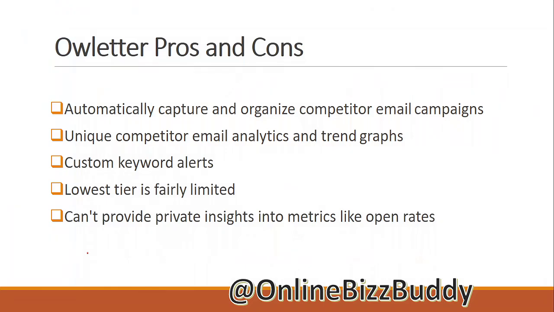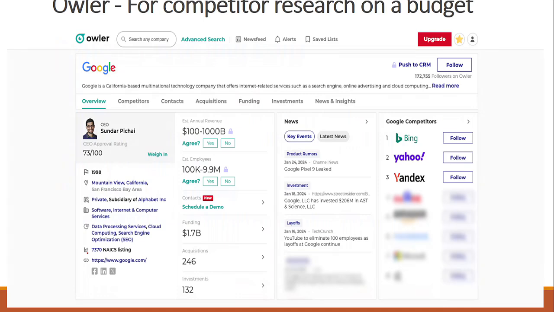What are their pros and cons? It automatically captures and organizes competitor email campaigns. Unique competitor email analytics and trend graphs are shown, as you have seen. Custom keyword alerts. Of course, its lowest tier is fairly limited. It can't provide private insight into the metrics. Alright, those are the pros and cons.